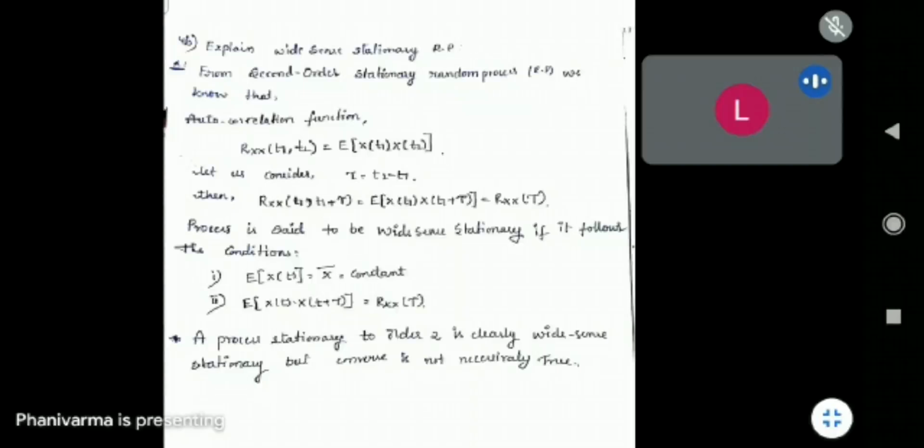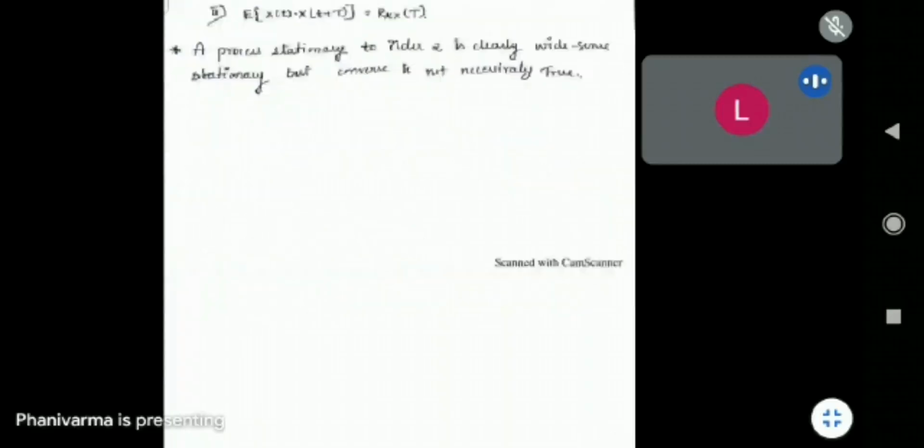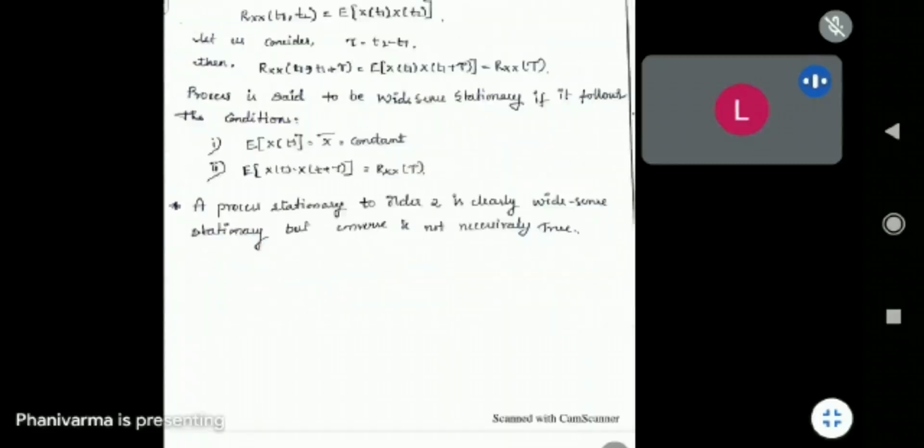The process is said to be wide sense stationary if it follows the following conditions. These two are the conditions. E of x(t) is equal to x bar, that implies it is a constant. Next, E of x(t) into x(t plus tau) is equal to Rxx(tau). A process stationary to order 2 is clearly wide sense stationary, but the converse is not necessarily true. So this is one of the conditions of wide sense stationary process. If you write this much and expand it, it is more than enough.